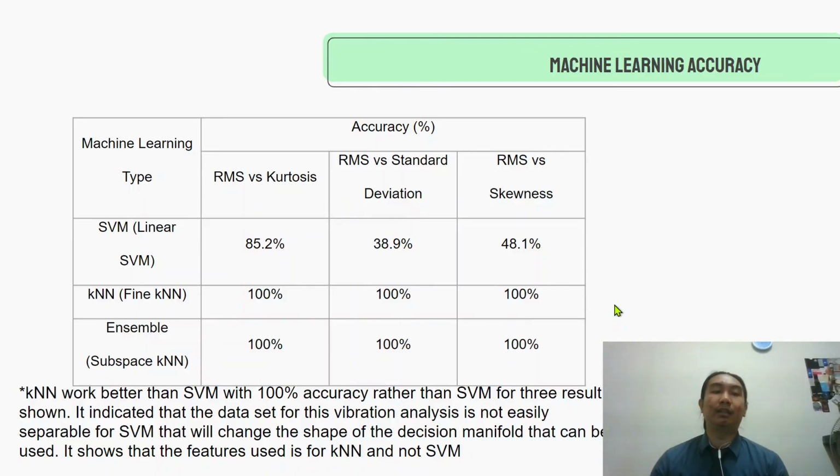It indicates that the data set for this vibration analysis is not easily separable for SVM, which would change the shape of the decision manifold that can be used. It shows that the features used suit KNN, not SVM, because of the data set.